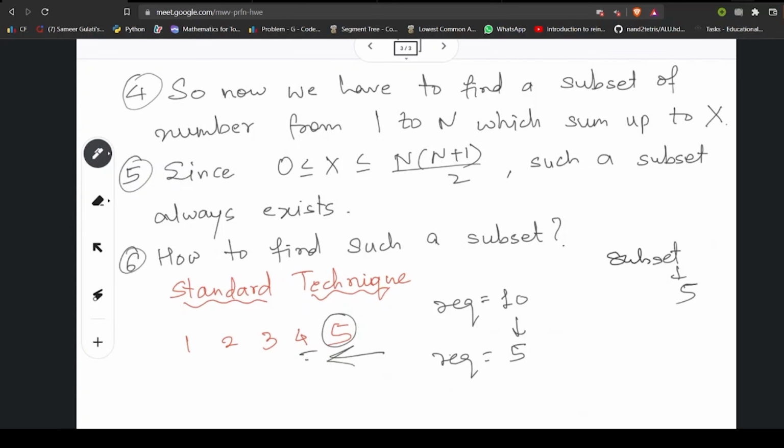Now we go to 4. Is it lesser than or equal to required? Yes. So we take it as well. So now required would be equal to 1, and we have also grabbed the element 4. So now our subset is 4, 5.